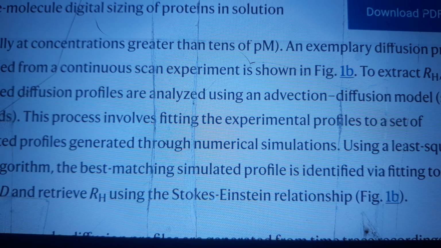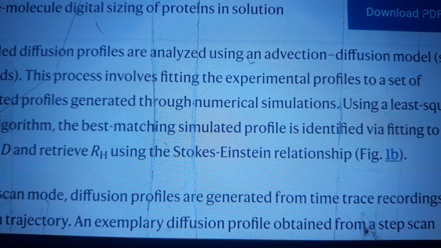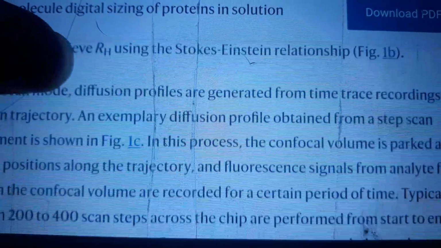To extract RH, the recorded diffusion profile is analyzed using an advection diffusion model, as shown in methods. This process involves fitting the experimental profiles to a set of simulated profiles generated through numerical simulations. Using a least squares error algorithm, the best matching simulated profile is identified via fitting to extract D, and RH is retrieved using the Stokes-Einstein relationship.